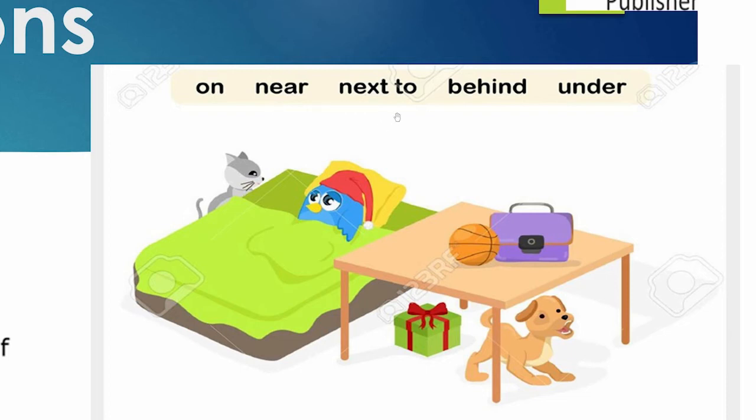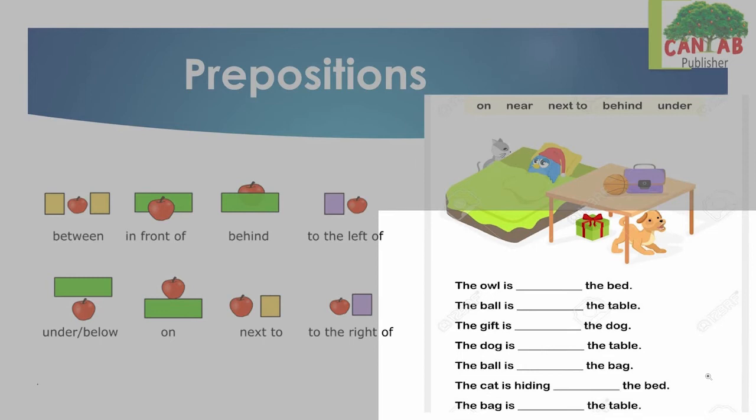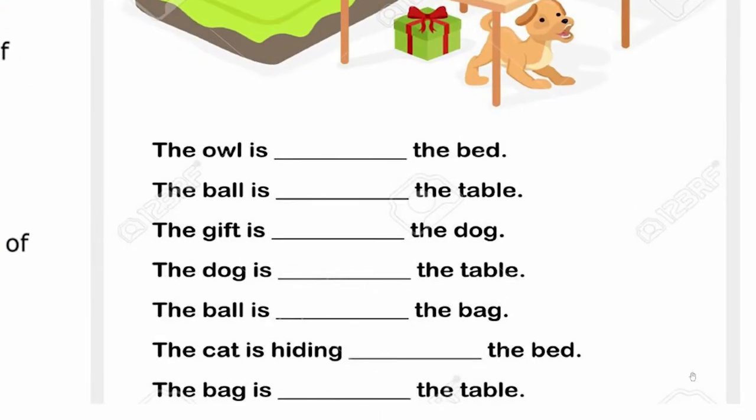near, next to, behind, under. I'll repeat: on, near, next to, behind, under. And now we are going to attempt these fill in the blanks together by looking at that picture. I'm going to read out loud and then fill it in front of you.